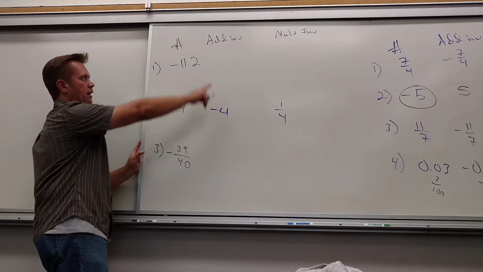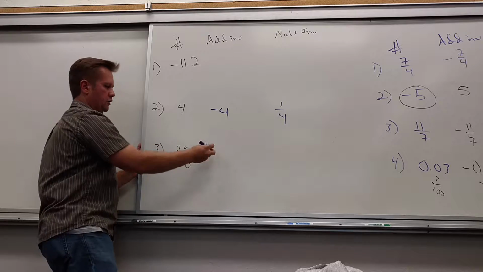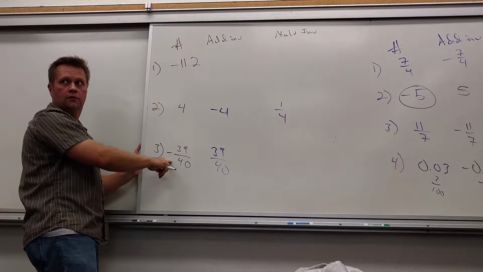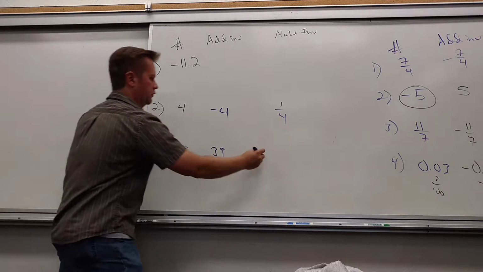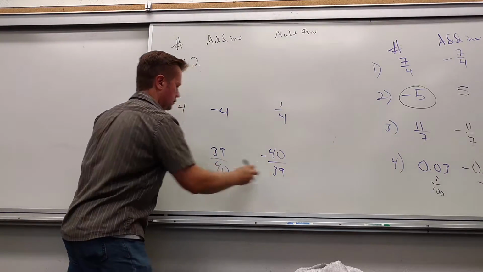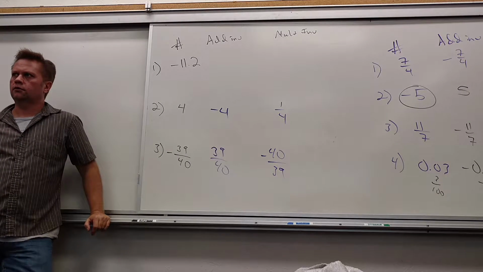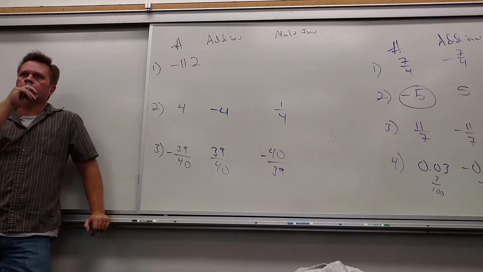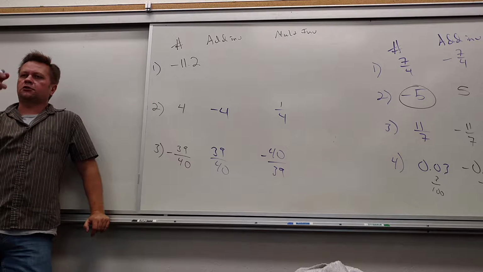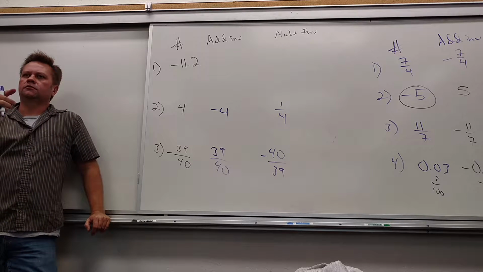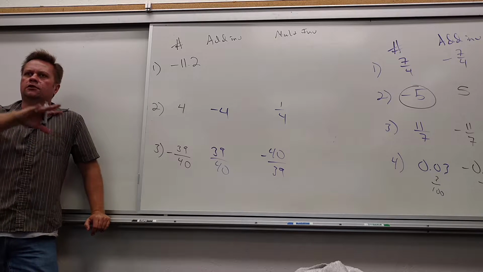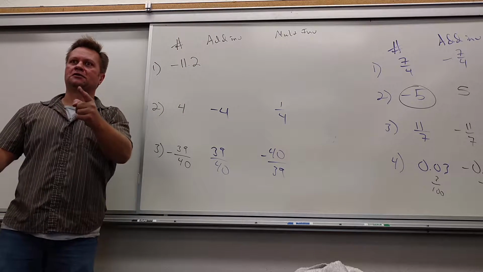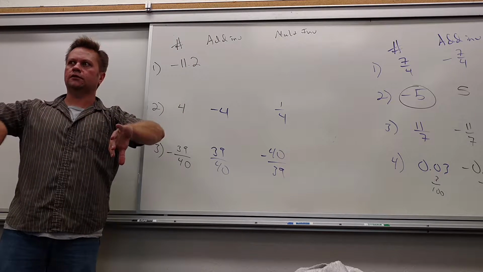Negative 39 over 40. Additive inverse? 39 over 40. Just change the sign. Multiplicative inverse? Negative 40 over 39. So the negative still has to be there. You just flip it. That's all you do for multiplicative. But we're keeping the negative. Yeah. See, what's the instruction for multiplicative inverse? Flip it. I didn't say a word about the sign, so the sign doesn't change. How do you get an additive inverse? Change the sign. Two different things. I like it.